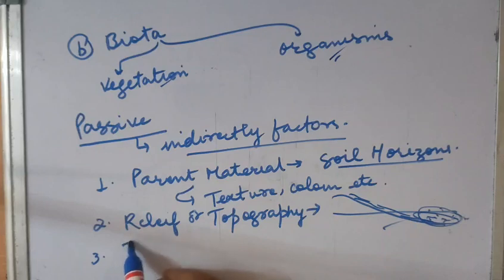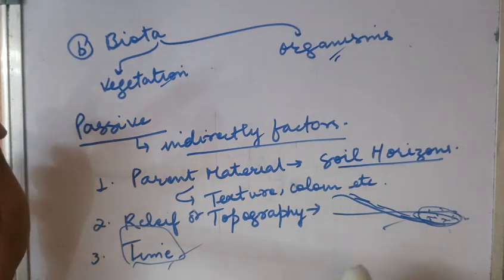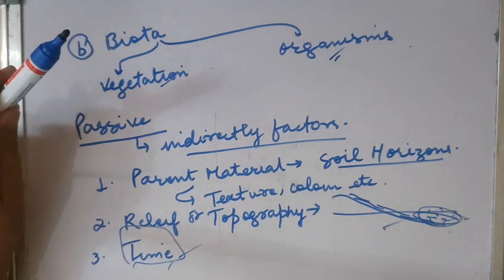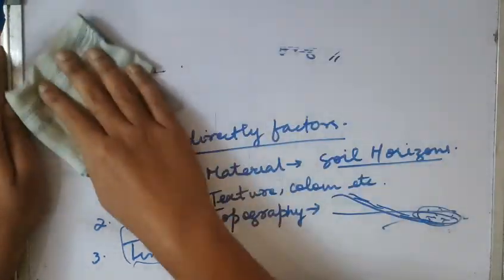And the third one is time. Everything takes time. How much time the soil has taken to form also describes its characters, its texture, its shapes, its sizes. Everything is dependent on time. With time, the erosion or the forming activity gets better and better. So time is a very important factor. So these were the factors of soil formation. In active we have got climate and biota, and in passive we have got parent material, relief or topography, and time. Hope you all understand it.